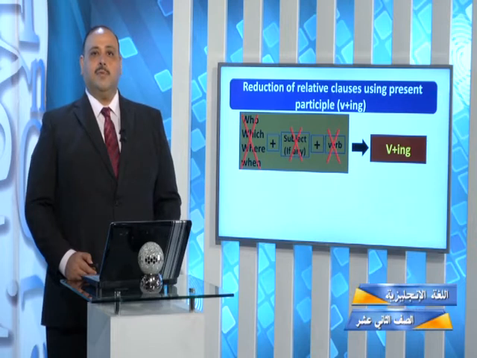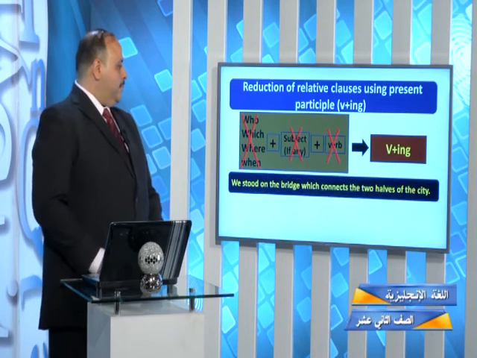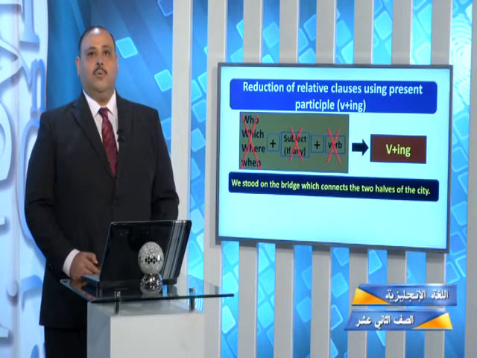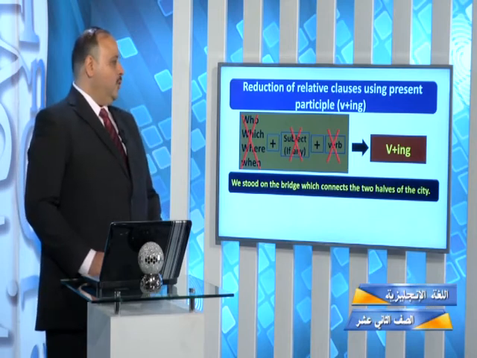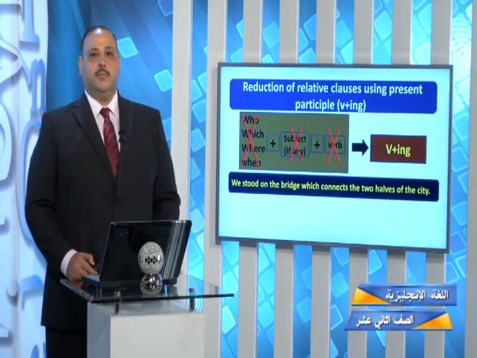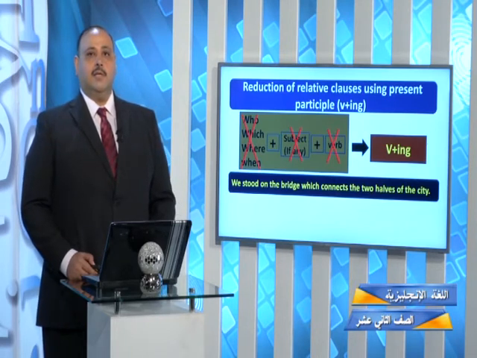Let's have an example and apply the rule step by step. We stood on the bridge which connects the two halves of the city. Okay, now look at this. In this sentence, we have an adjective clause or a relative clause. What is it? Yes, which connects the two halves of the city. How can I use verb plus ing or present participle to reduce or to delete this relative pronoun?